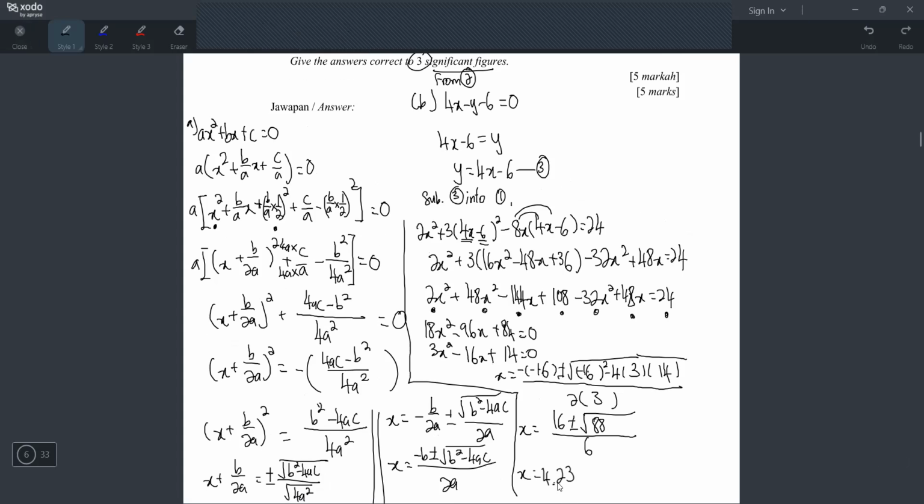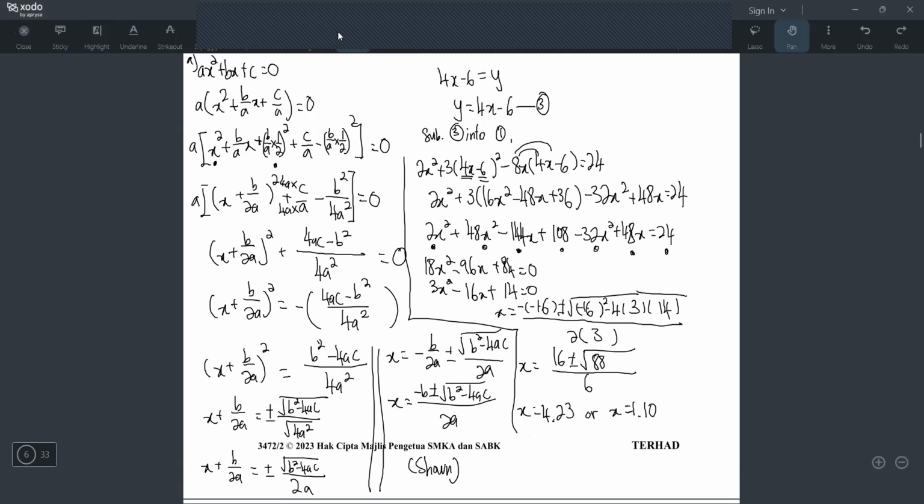And then the other answer will be 16 minus square root 88, equals first, and then divide by 6. My calculator gives me 1.103, but since it's only 3 significant figures, I'll just write x equals 1.10. We follow the question because they want 3 significant figures. It's not over yet. I still have to find y. And how to find y?